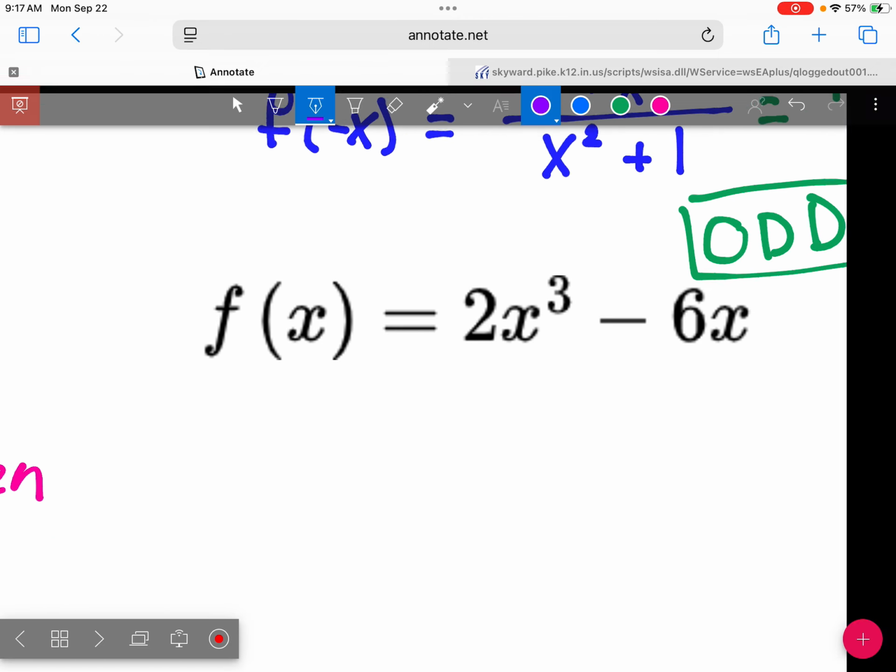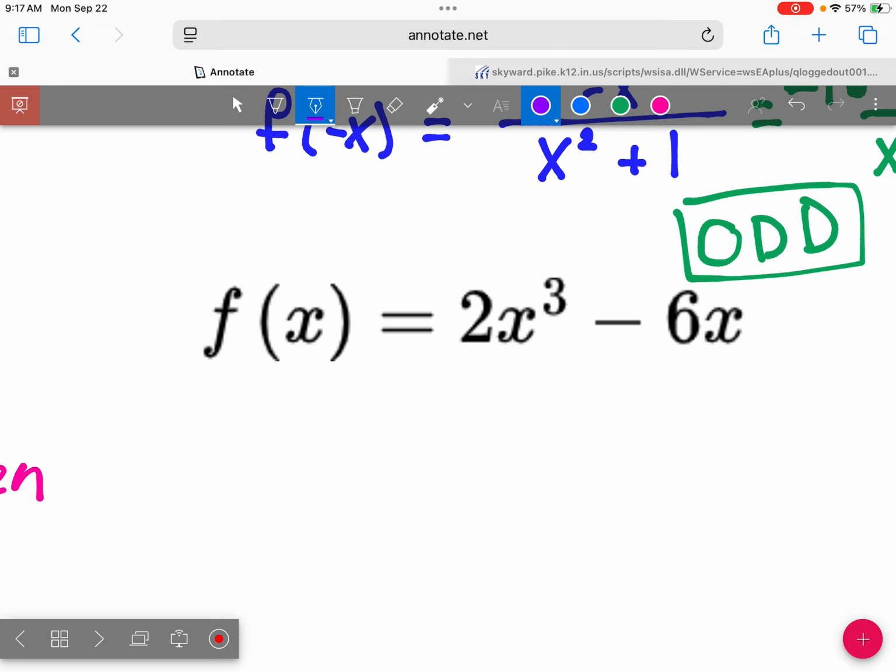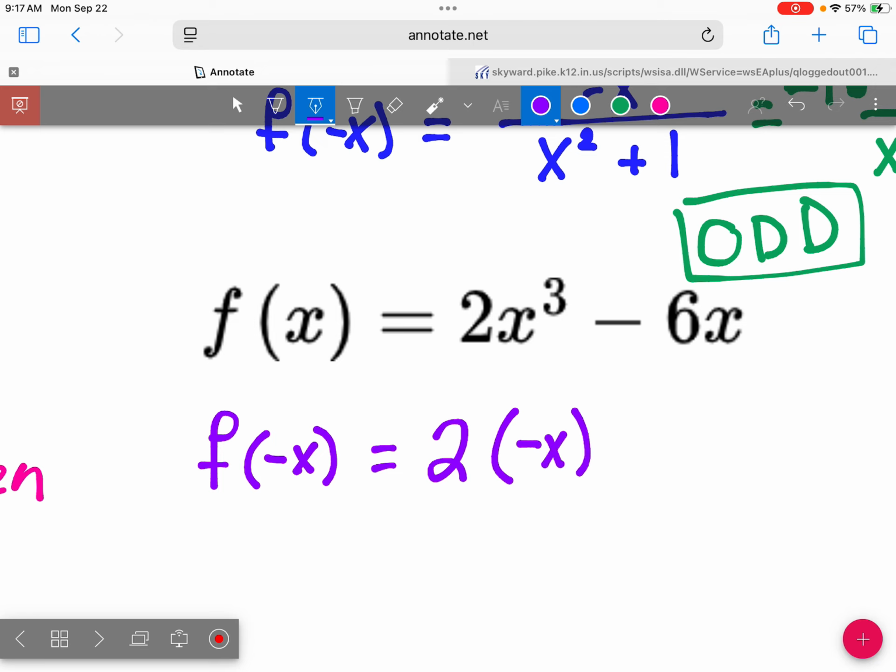We've got f of x equals 2x cubed minus 6x. So we're going to start by doing our f of minus x and substituting the opposite of x in. So this is going to be 2 times our minus x cubed minus 6 times our opposite of x. Start by substituting in our minus x, and then we're going to simplify as much as we can.